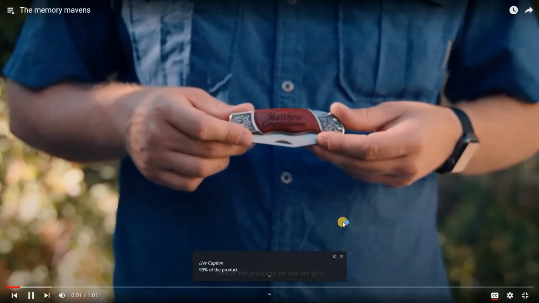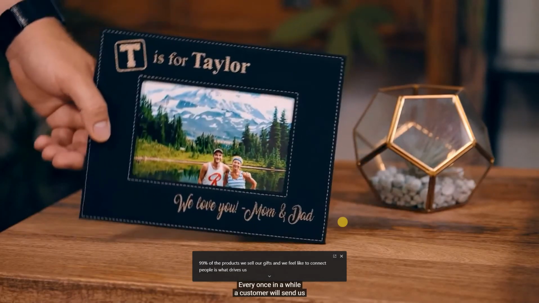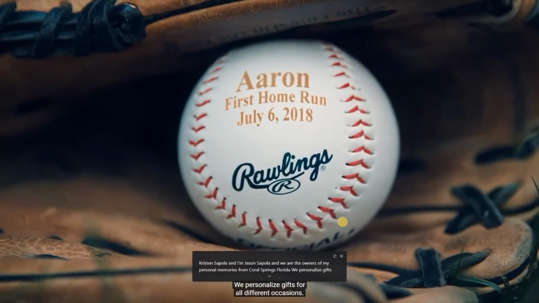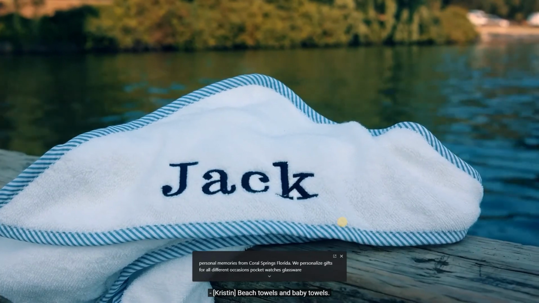99% of the products we sell are gifts, and we feel like connecting people is what drives us. Every once in a while, a customer will send us their baby pictures with our product in the picture. We love it. I'm Kristen Sapola. And I'm Jason Sapola. And we are the owners of My Personal Memories from Coral Springs, Florida. We personalize gifts for all different occasions. Pocket watches, glassware, beach towels and baby towels.